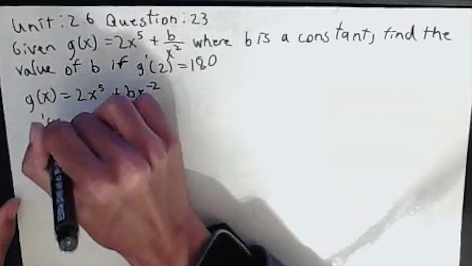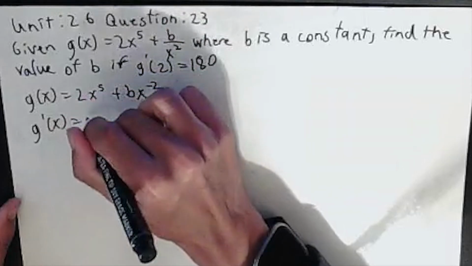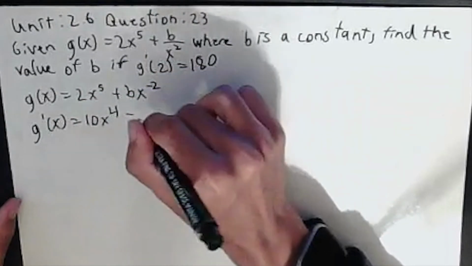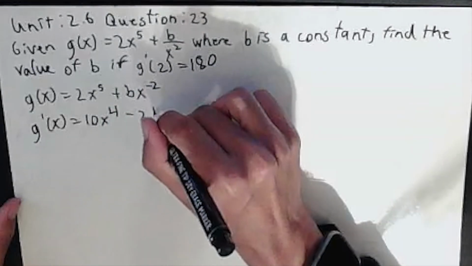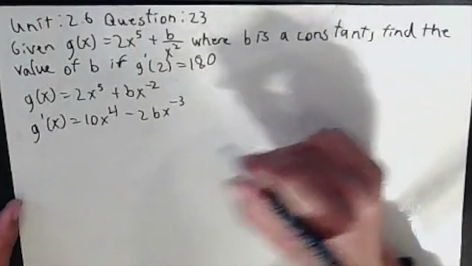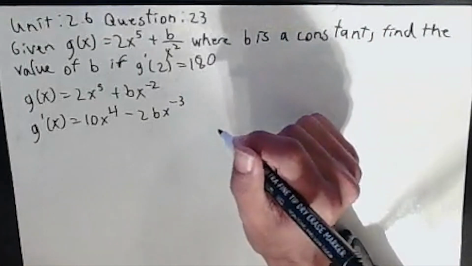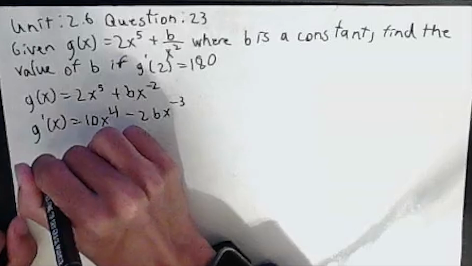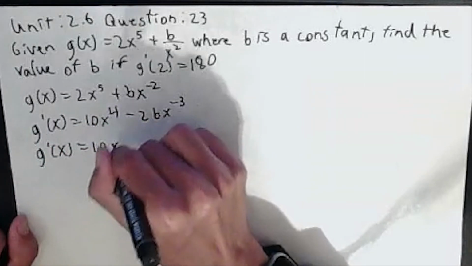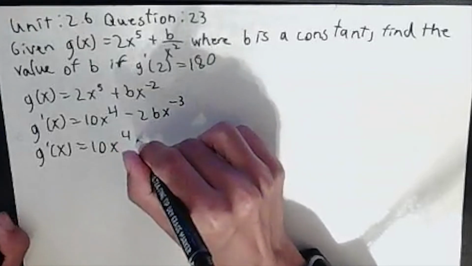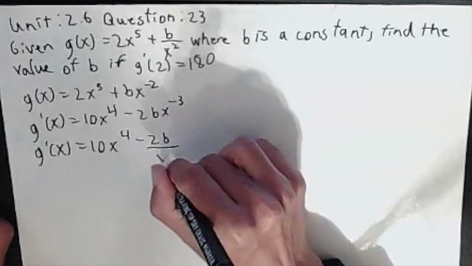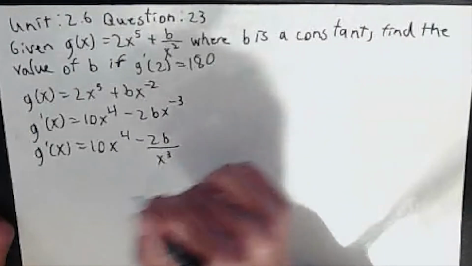So I have g prime of x equals, I'm going to bring the 5 to the front, so I have 10x to the fourth power minus 2, because I'm going to bring the negative 2 to the front, b times x to the negative 3 power. And now I'm just going to rewrite this x to the negative 3 because that helps a little bit when I'm going to plug in a value next. So g prime of x equals 10x to the fourth minus 2b over x cubed. And this is our new g prime of x.